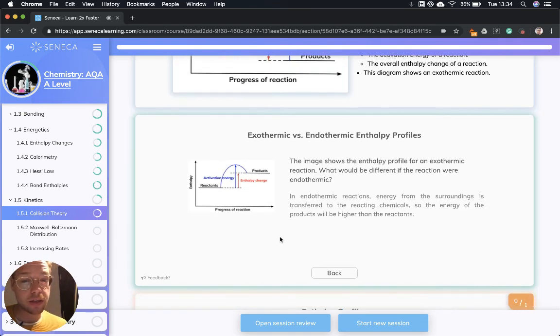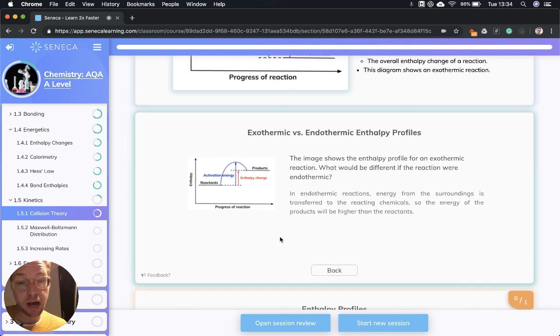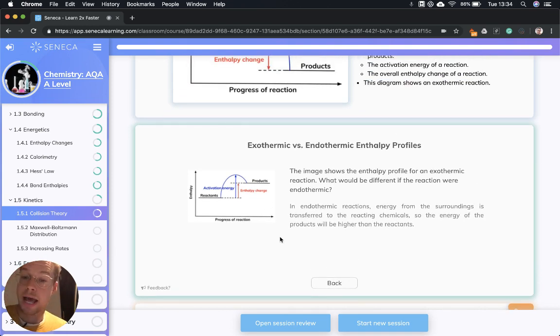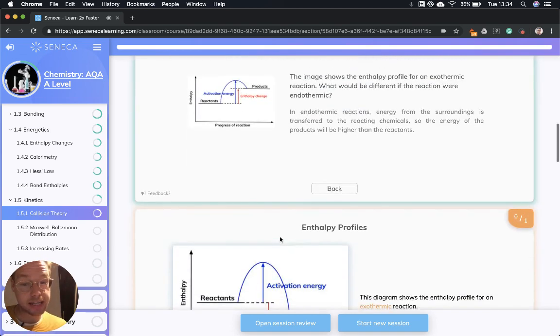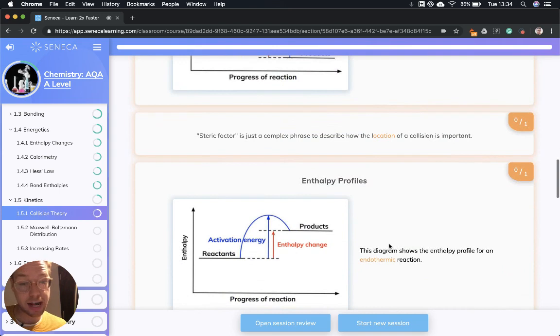Because remember, in endothermic reactions, energy from the surroundings is transferred to the reactant chemicals, so the energy of the products will be higher than the reactants. Whereas in an exothermic reaction, we give out energy to the surroundings, which is why they get warmer, and this means the products have less energy than the reactants.